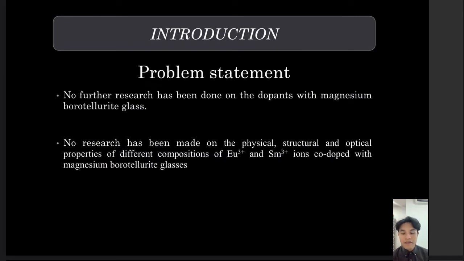So the problem is that no further research has been done on the dopants with magnesium borotellurite glass, and also no research has been made on the physical, structural, and optical properties of different compositions of europium oxide and samarium oxide ions co-doped with magnesium borotellurite glass.